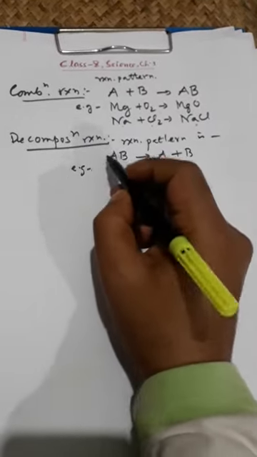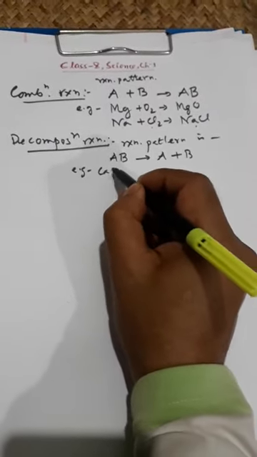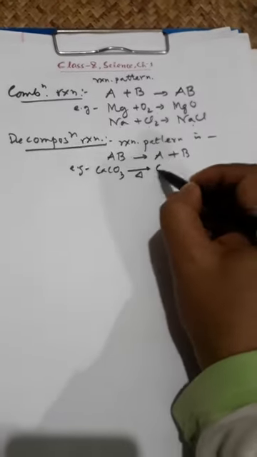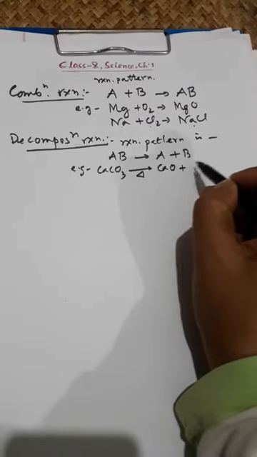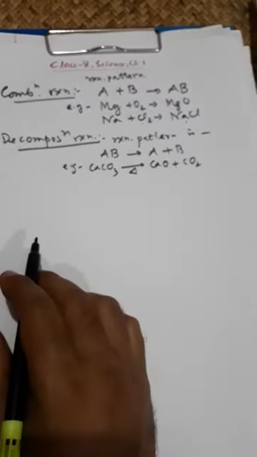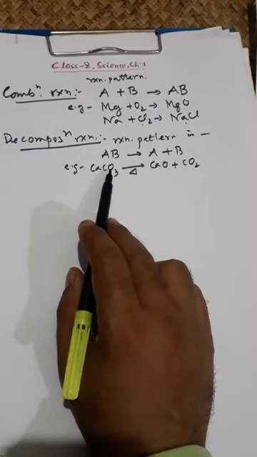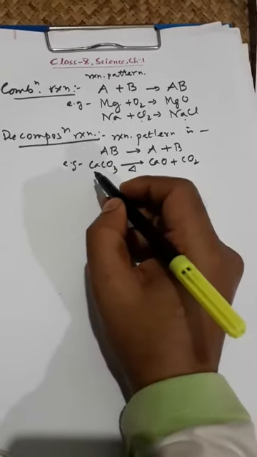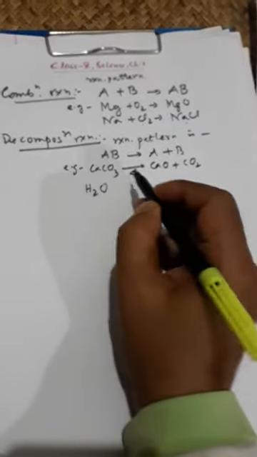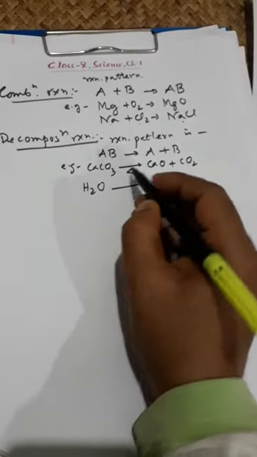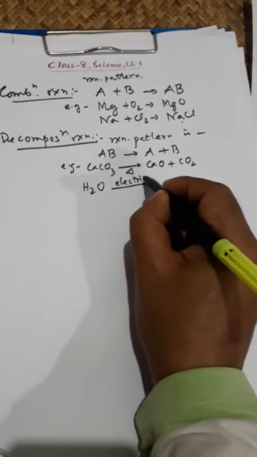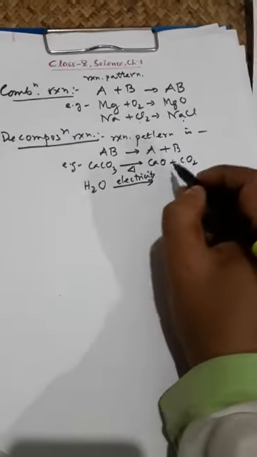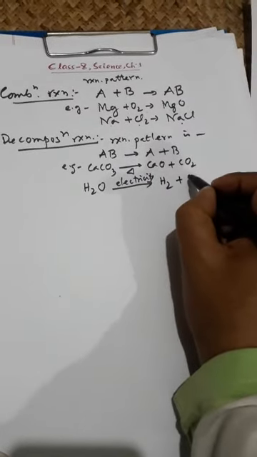For example, limestone, CaCO3, when it is heated, gives quicklime and carbon dioxide. So a single compound gives two compounds on breakdown. Another reaction, say acidified water: when electricity is passed through acidified water, it breaks into hydrogen and oxygen.